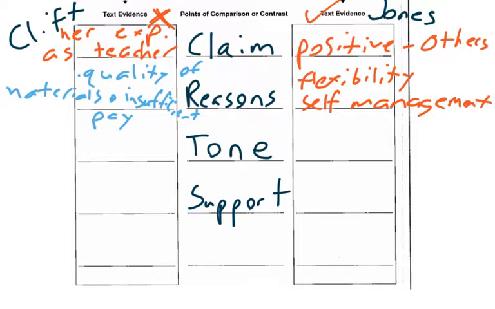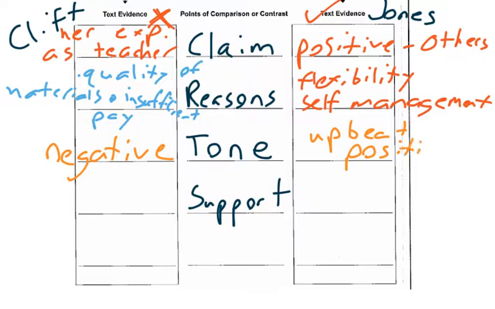Now, another thing that is different about these two articles is the tone. For instance, Clift has a very negative tone. Clift doesn't really say anything positive about online learning. However, Jones is more upbeat and positive. We could also say that Clift is frustrated.